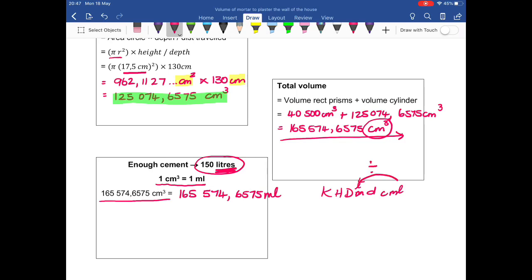If I go that way, I divide. How many bunny hops? 1, 2, 3. So I divide by 1,000. And if I divide by 1,000, I'm going to get 165,574 and so on. These are now liters. I don't even have to round off because I can see that 165 is greater than 150. So therefore, I do not have enough concrete.